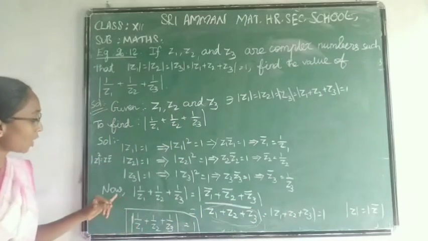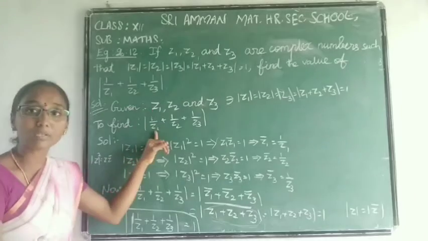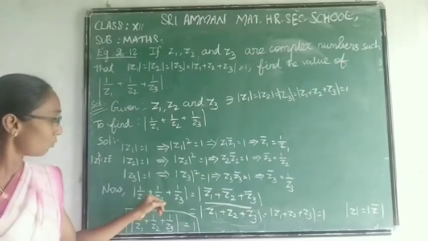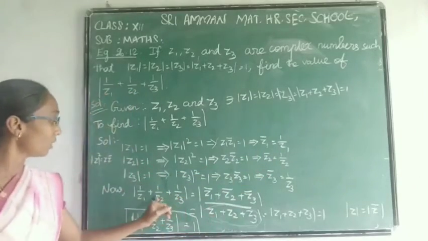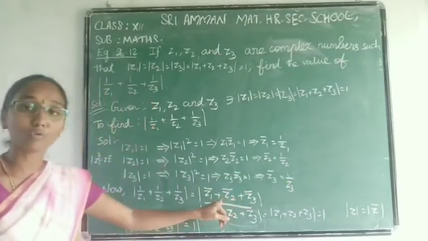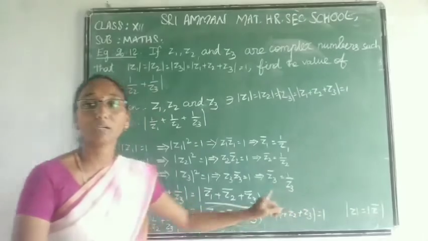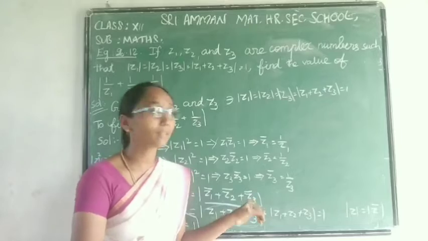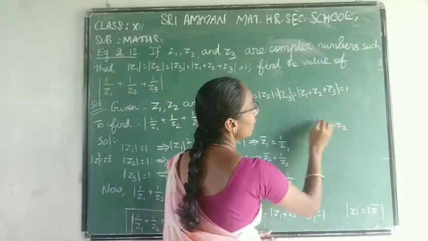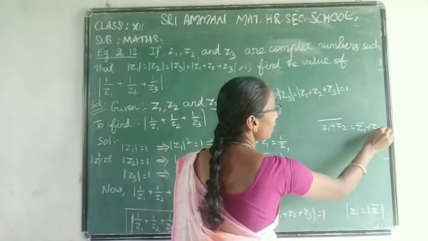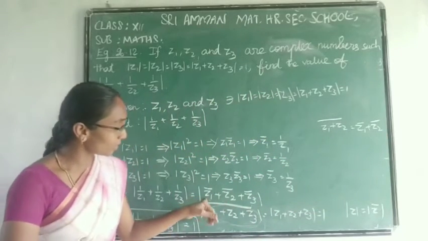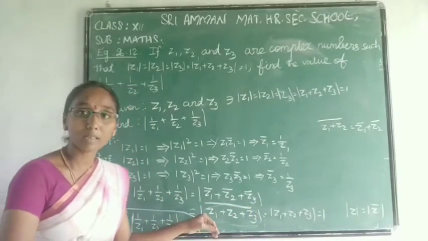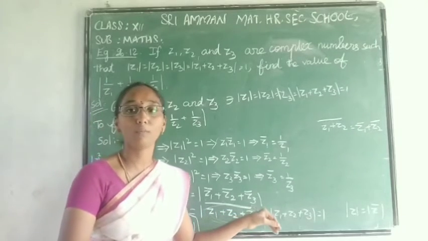Do you understand? Now what do we find out in the question? Write it, and then find this part. 1 by Z1 is Z1 bar, substitute. 1 by Z2 is Z2 bar, substitute. 1 by Z3 is Z3 bar, that one also substitute. You already know the conjugate of complex numbers: Z1 plus Z2 the whole bar equals Z1 bar plus Z2 bar. So here write Z1 bar plus Z2 bar plus Z3 bar, so we write the whole bar: modulus of Z1 plus Z2 plus Z3 the whole bar.